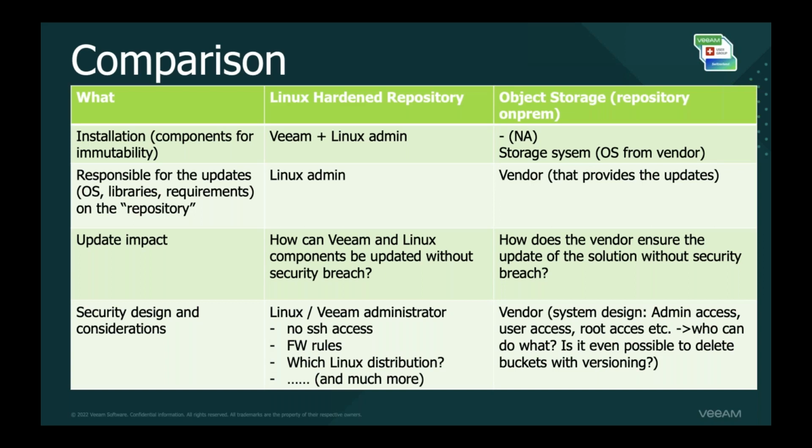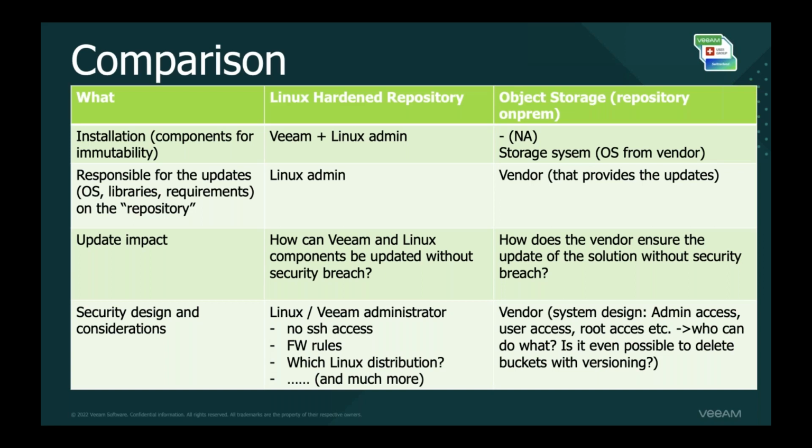On the other side, the vendor is responsible, and you depend on him that he brings out these updates, like on the image that you need to install. And the impact on the update is also a bit, how can I update my Linux hardened repository without a security breach? As I said, one point is automation for, let's say, the libraries. If you install a full-blown Ubuntu, you will probably have many security updates that have nothing to do with Veeam itself, but you need to do it in a way that you don't have to access it with SSH and put something in the console. There are many ways to achieve this, but you have to keep in mind that you have to do this.